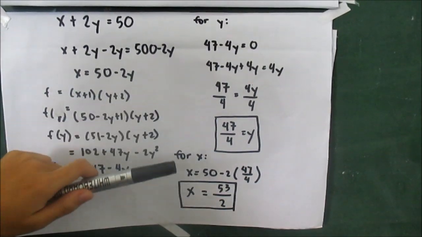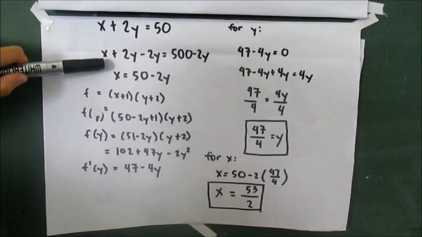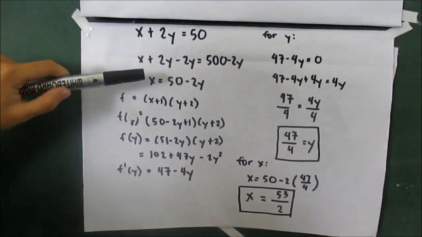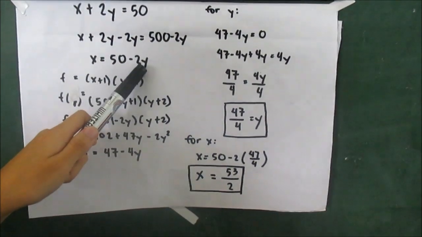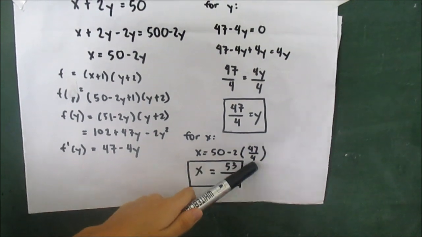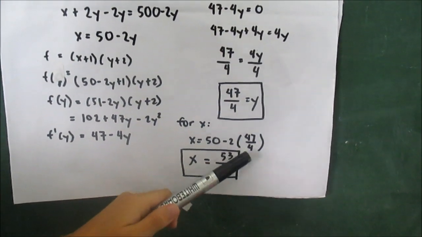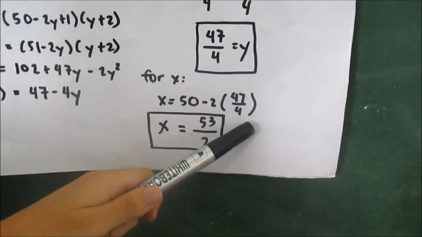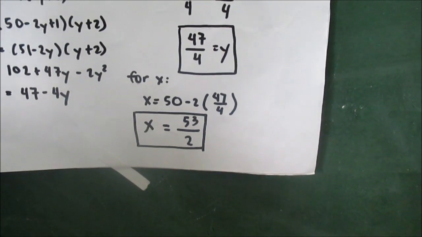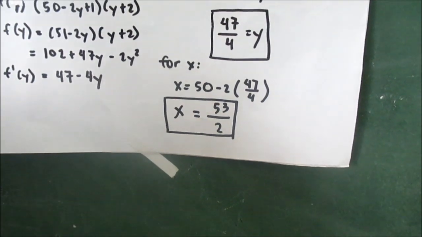Next, for our x, we will use the equation from the constraint. So 50 minus 2, then substitute the y, 47 over 4. So we will distribute negative 2 to the 47 over 4. Then our x now is 53 over 2.